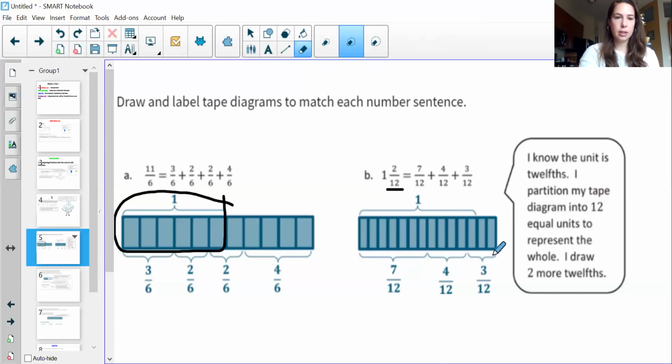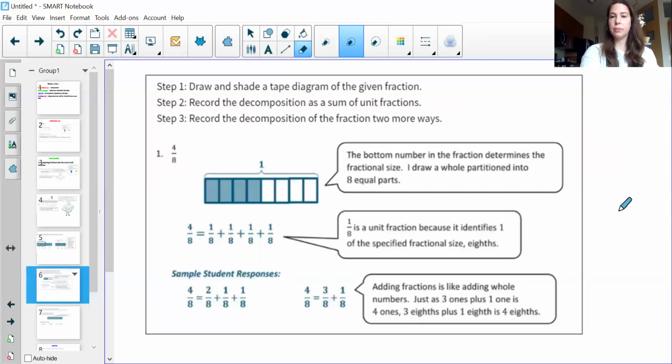All right, let's look at the next new learning example. So here they give you steps. So when you get a problem like this, you're going to follow the steps. So it says step 1, draw and shade a tape diagram of the given fraction. So right here, the fraction is 4/8. So you're going to draw a tape diagram to model 4/8. The whole thing is 1 whole. The shaded amount is the 4/8.